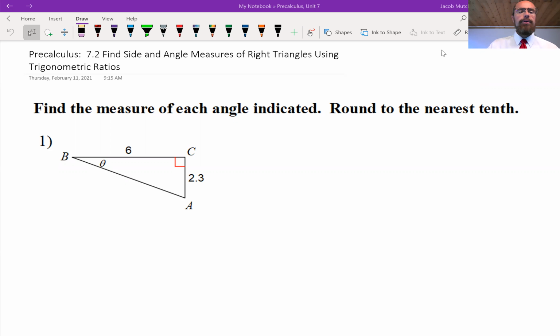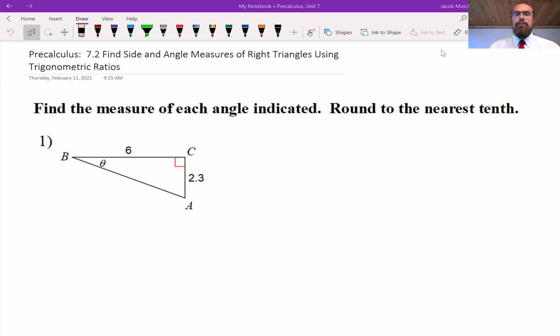Our first example here is a right triangle where I have two of the side lengths. Side AC is given as 2.3, and side BC is given as 6. I'm looking to find the measure of angle B, which is marked here as angle theta, and I want to round to the nearest tenth.